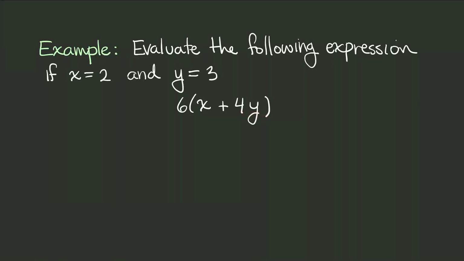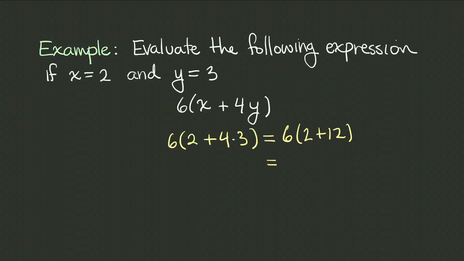So in this case, that will look like 6 times, and then for x we'll plug in 2, plus 4 times, and now for y we plug in 3. Now we need to simplify this expression using order of operations. So, moving inside the parentheses first, we'll compute that multiplication. So we'll have 6 times 2 plus 12. Continuing our simplification inside of the parentheses, we take 2 plus 12, and so we'll get 6 times 14. 6 times 14 is going to be 84.